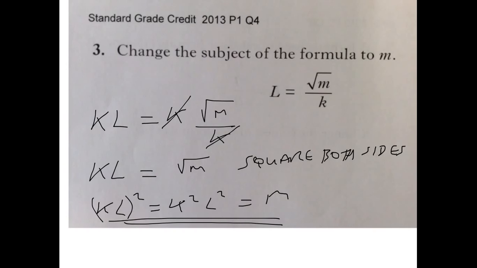So we've rearranged the equation, so the subject of the formula is now m. So m equals kl all squared, or k squared l squared, whichever you prefer.